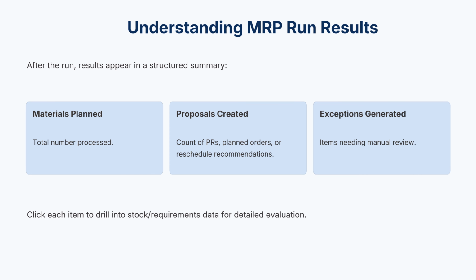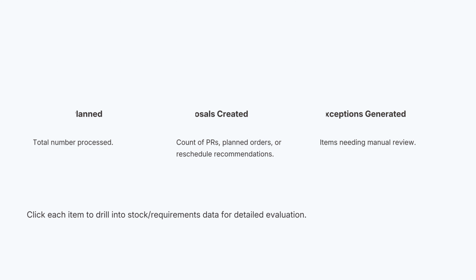Understanding MRP run results. Once the run completes, a result overview appears. You'll see totals for materials planned, proposals created, and exceptions generated. Each result is linked to detail screens that display specific material situations. From here, you can drill into stock, receipts, and requirements to analyze material flow over time.